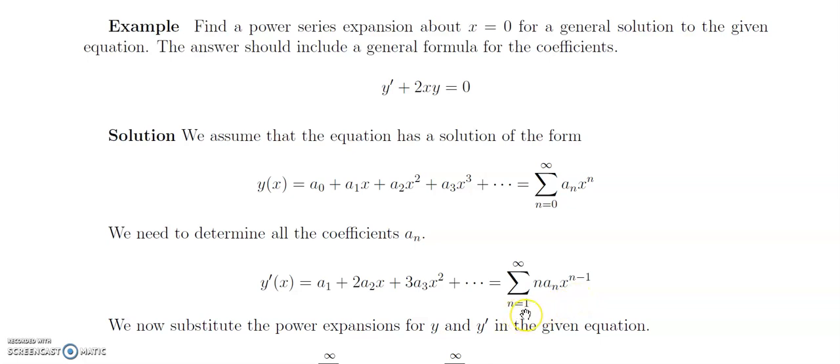But this series starts at n equals 1, because n equals 1 here will give us 1 times a1 times x to the 0, and x to the 0 is 1. So the first term is a1, and the first derivative starts with this term a1. So just remember this one starts with n equal 1.